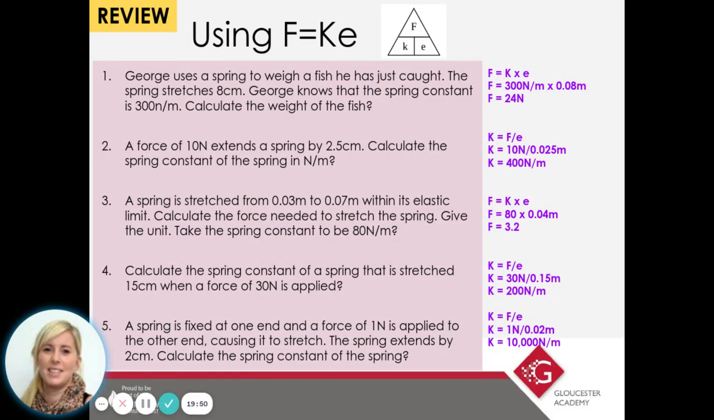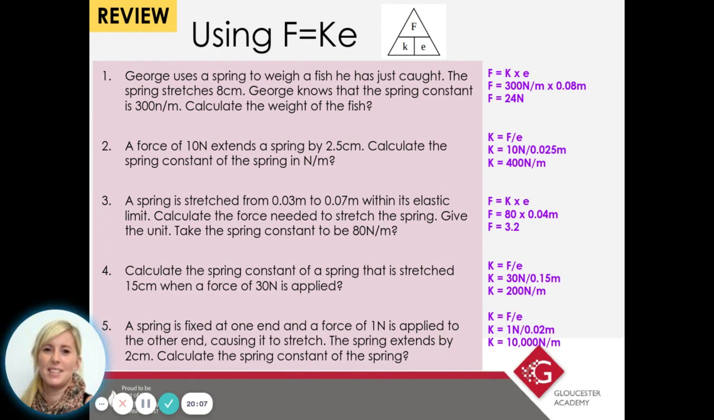Right, second question, you need to work out K, so the spring constant. So you do force divided by the extension, which would be 10 divided by 0.025. Again, converting centimetres into metres before you do your final answer. And you get 400 newton metres.